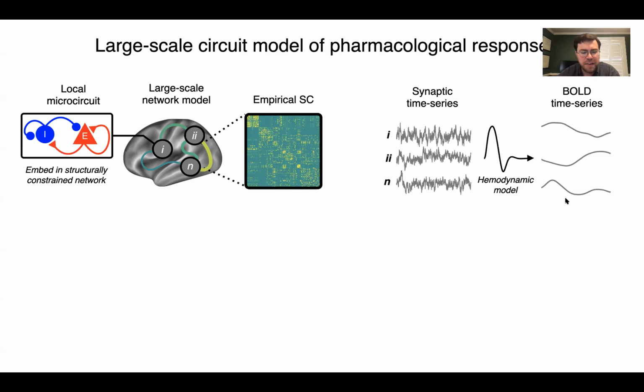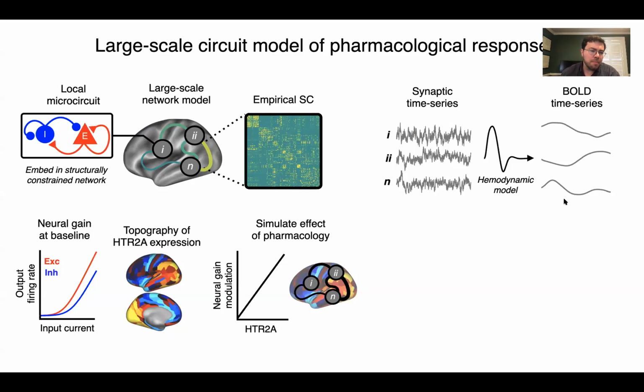And then we can simulate the effect of LSD through the HTR2A gene, the 5-HT2A receptor, by relying on physiological studies which implicate neuronal gain, the transfer from input current to output firing rate, being a neuronal site of modulation by this receptor. And so we can do this differentially onto excitatory and inhibitory neurons and have the strength of the gain change follow the topography of the HTR2A gene derived from the Allen human brain atlas. And therefore the strength of modulation follows that topography.